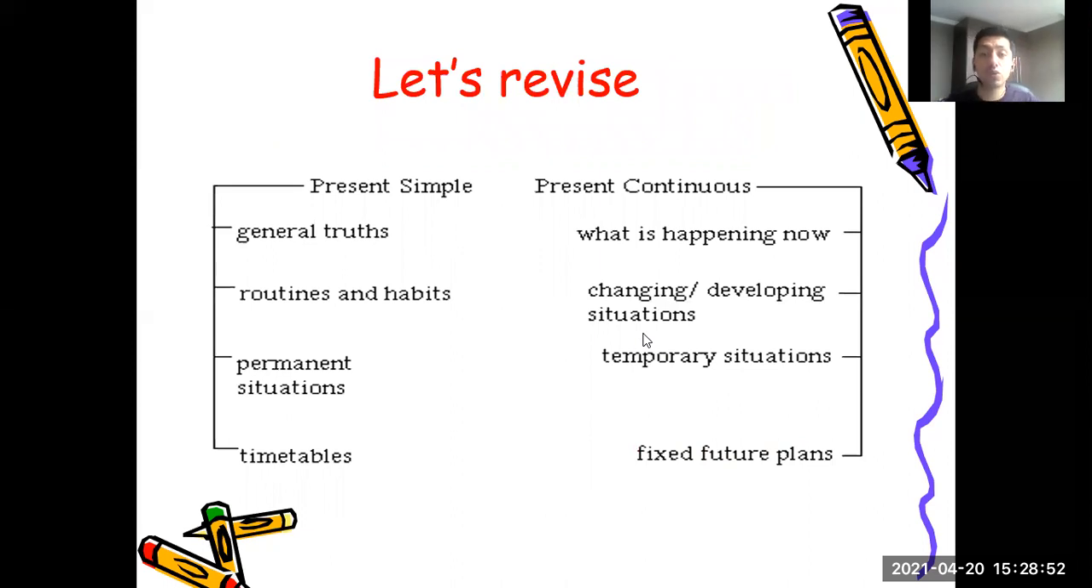Okay. So just to remember, simple present are truths, routines and habits, permanent situations, or timetables. Okay, remember, in this case, we have to use only one verb at a time, either the verb be or another verb. And present continuous expresses something that is happening now, changing or developing situations, temporary situations, or fixed future plans. And remember that always with the present continuous, we have to use two verbs, the verb be and the principal verb with ing.